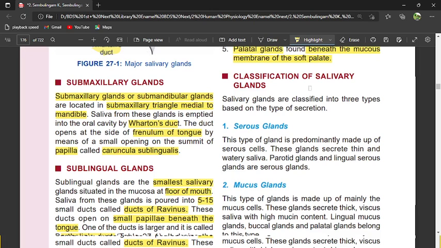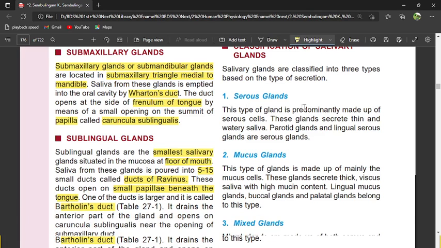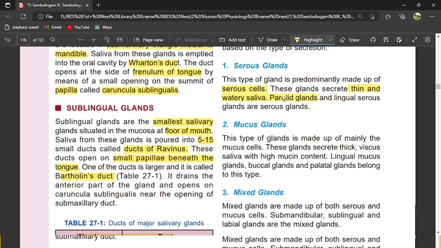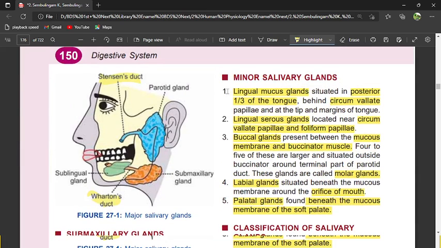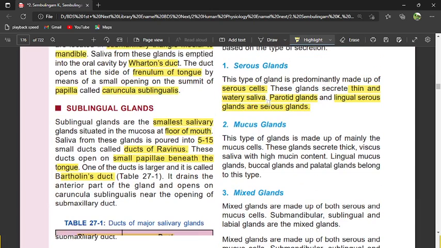So next is the serous gland. What are serous glands? This type of gland is predominantly made up of serous cells. Correct? They are made of serous cells. They secrete a thin and watery saliva. So who secretes the watery saliva? Serous. The parotid gland's secretion is completely watery, so its saliva is serous. And the lingual serous gland. So you see here there are two, lingual serous and lingual mucous. Lingual mucous is present at the circumvallate, and at the filiform the lingual serous gland is there, which is minor.